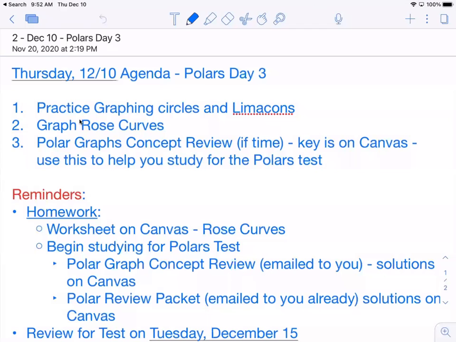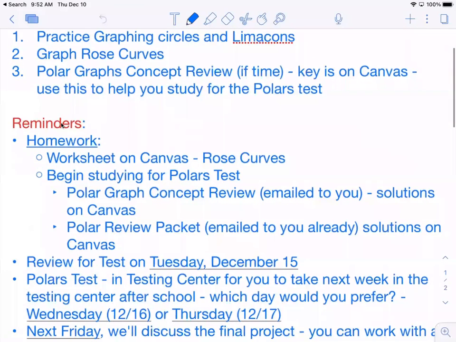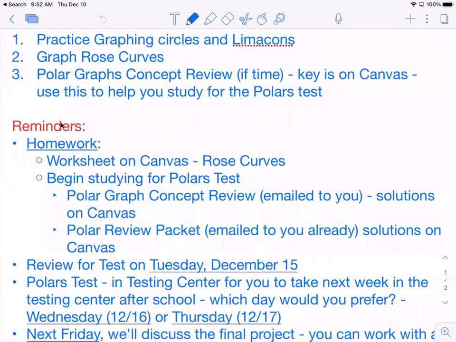All right, so what we're going to do today is first I want to practice graphing circles and limacons. That's what we did last class and we ran out of time. I want to make sure everyone knows how to graph them, because we're not going to graph all of the points like we did before, right? We're just going to do a shortcut method. And then we're going to learn one more curve, which is going to be rose curves.